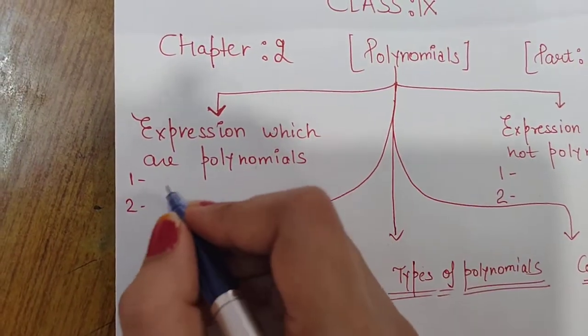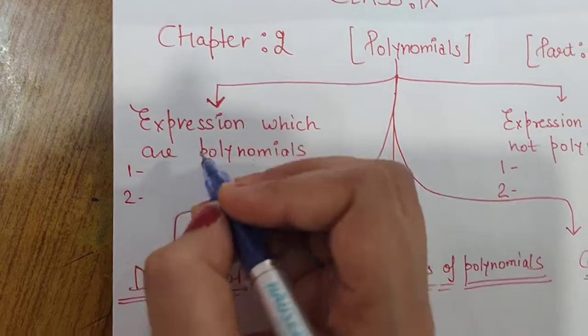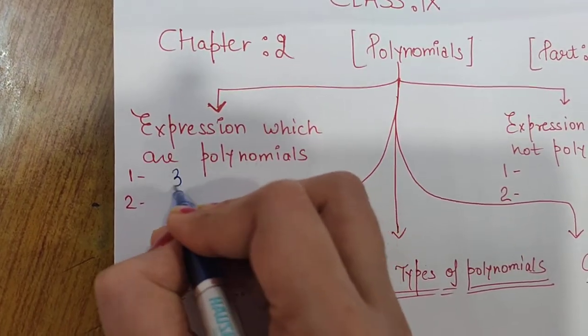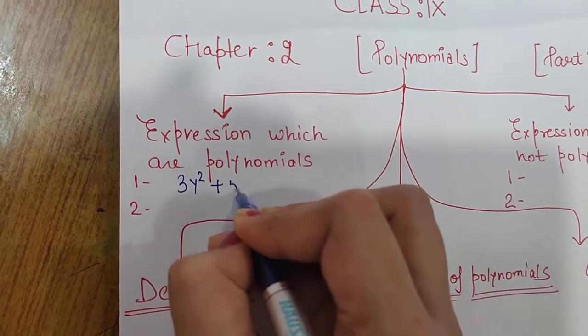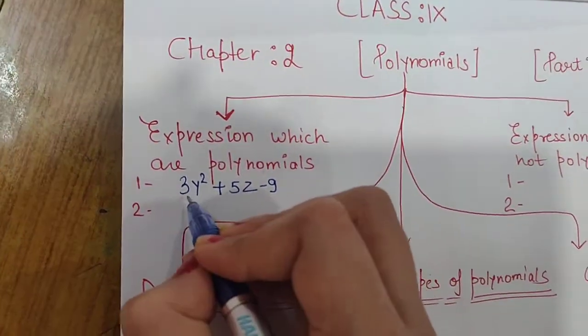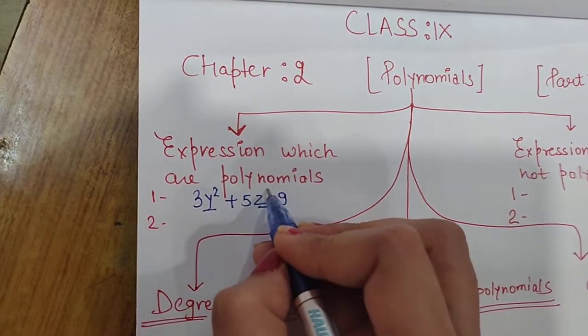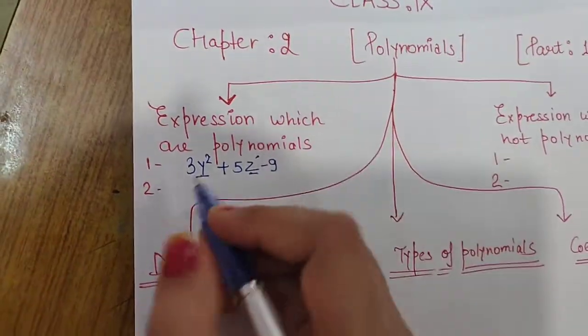I am writing according to what my mind is working on now. So I am writing 3y square plus 5z minus 9. Is this a polynomial? Yes, because the variables are y and z, and both variables' powers are whole numbers.